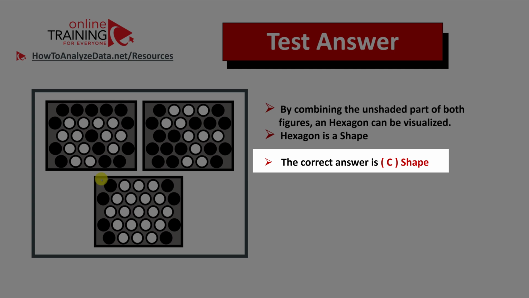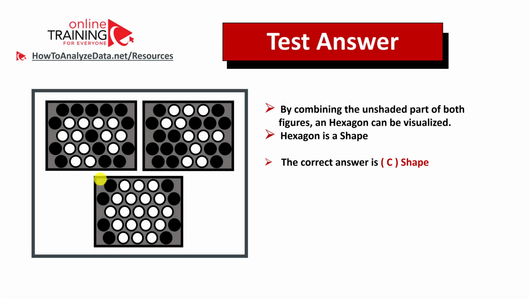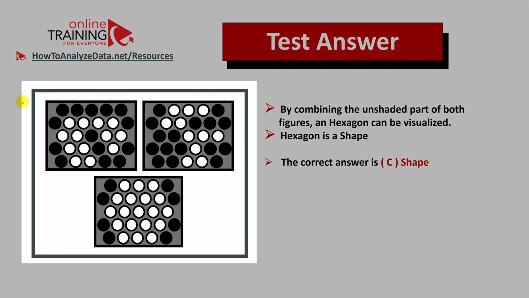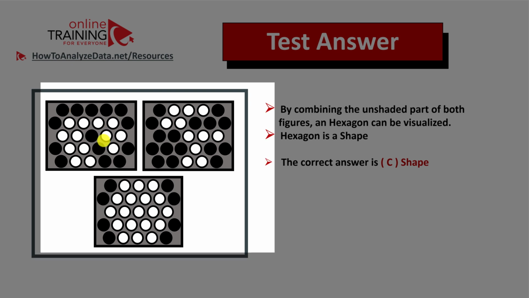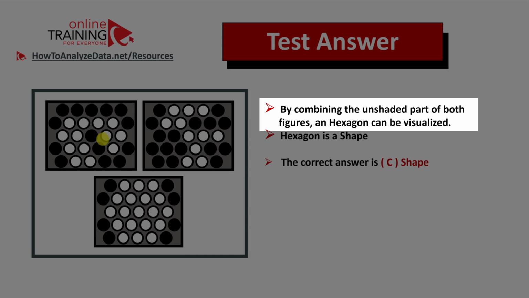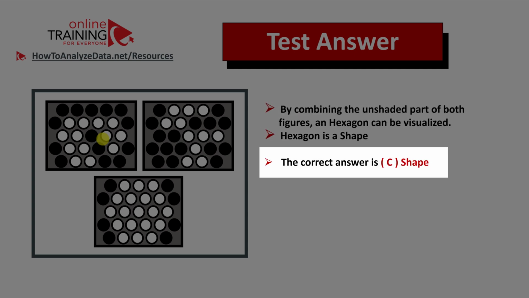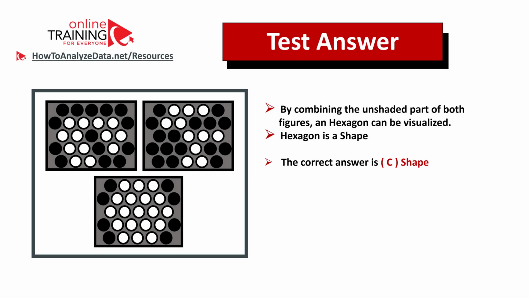The trick here is to try to visualize it in your head, which is quite hard. But in case you have access to papers or whiteboard, try to take advantage of this and maybe verify your answer using those tools. Let's recap. By combining unshaded parts of both figures, a hexagon can be visualized, and hexagon is the shape. So the correct answer here is choice C. Hopefully you've nailed this question and now know how to answer similar problems on the test.